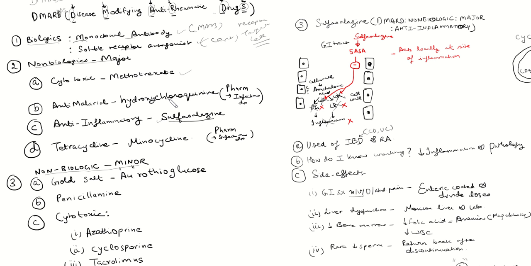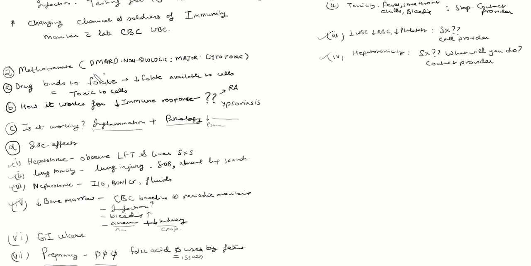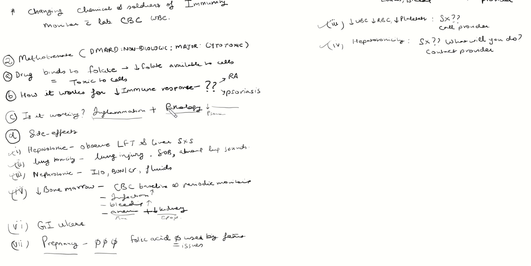And I've shared with you a way of how to study them. With non-biologic majors, we have methotrexate, which is cytotoxic. Again, we're going to cover the antimalarial and the tetracycline in infectious disease. And then we have sulfasalazine. So again, we talked about methotrexate and how it's used to decrease folic acid available to the cell, which decreases the immune response to the diseases because it's toxic to immune cells.